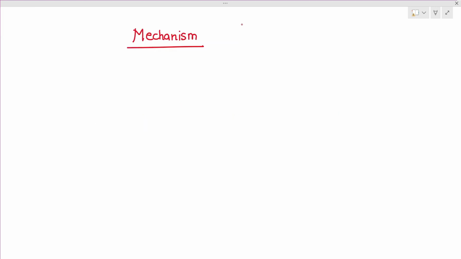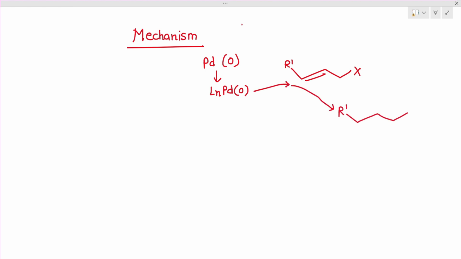Now see what is happening in this reaction. Suppose you are given this type of compound. This is the allylic position, and there is a group R1. When it is treated with palladium catalyst in the zero state, this zero-valent palladium reacts with it, and at this position the palladium gets attached in this manner. This reaction is called an oxidative addition reaction, which you have studied in organometallics.